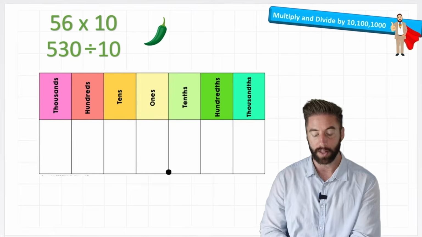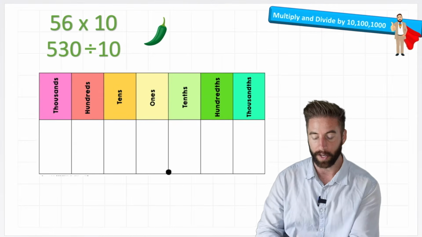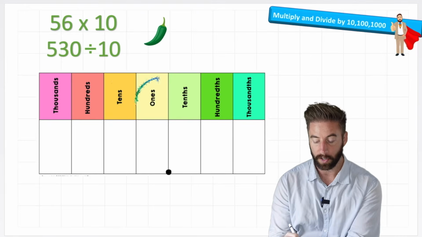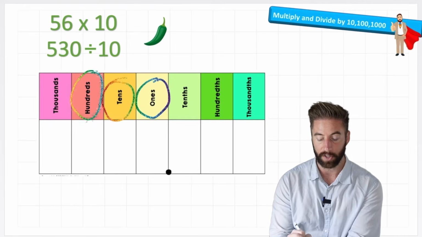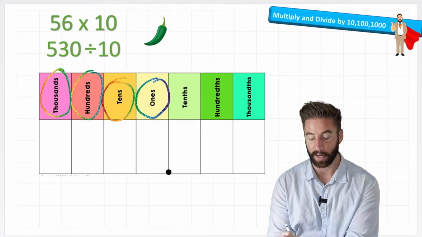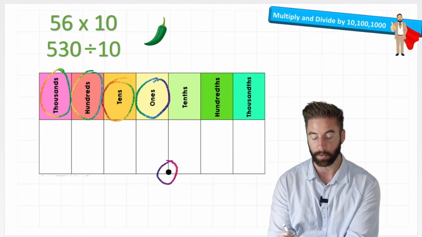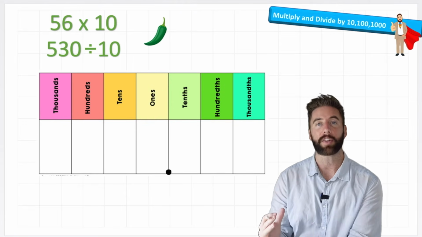Well, we're going to use the place value chart. And I've got one here for us. We can see our ones, our tens, our hundreds and our thousands. We've actually got things below the decimal as well. This is our decimal line, and then we have tenths, 100ths and 1,000ths. So how can this help us?